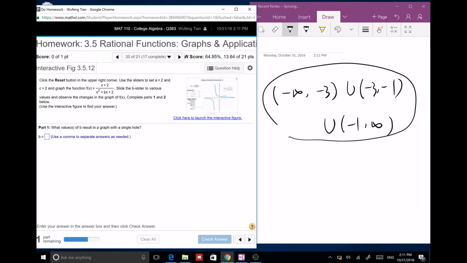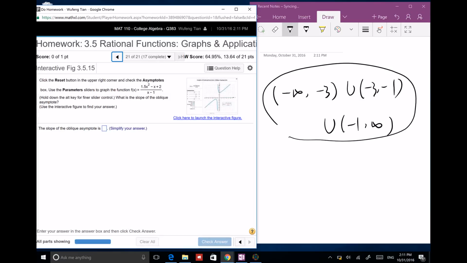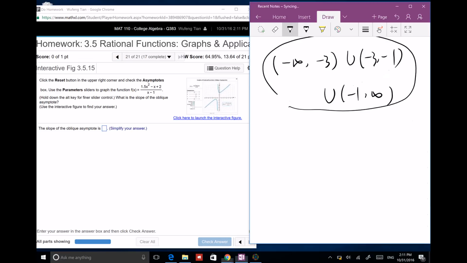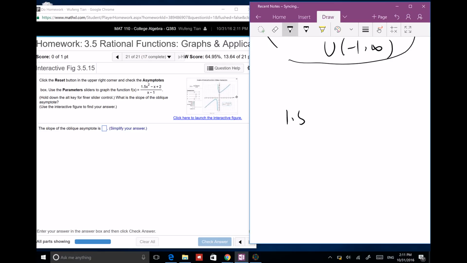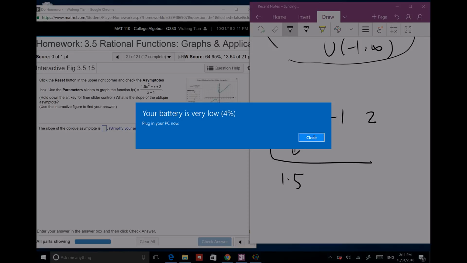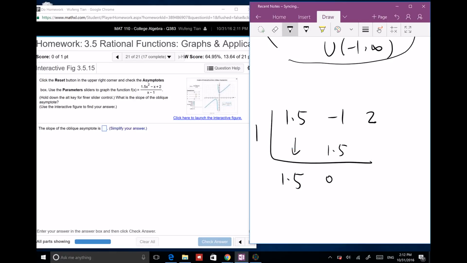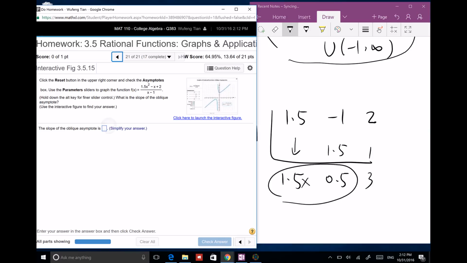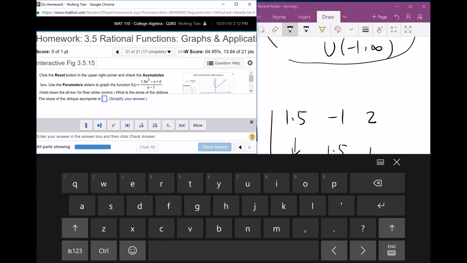So these are the same thing. If you have that, you can use your graphing tool and click graph. If not, then you have to do this. This one I can do. So it's 1.5, -1, +2, and the asymptote is just 1. Plug it down: 1.5 and 1.5, -0.5, 1, 3. So this is your oblique asymptote, 1.5x plus 0.5.